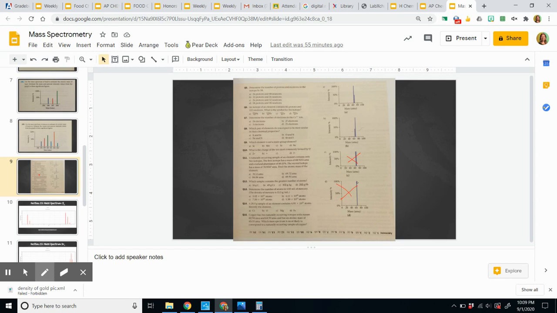And this one looks like the second peak, which would be the greater mass, is higher. So it's not this one. So this has to be our correct answer. The taller peak is at the first mass, which would be 63. The second peak of 65 is smaller.